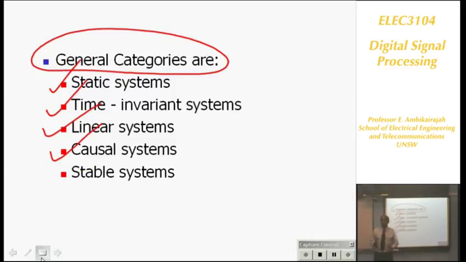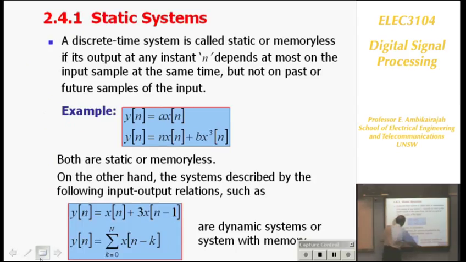So we need to see what these systems are and why we need to have this sort of properties or categories in order to analyze a system. Okay? So let's start with the first one, a static system. What is a static system? A static system is basically one where the current output depends on the current input, but it does not depend on the past.